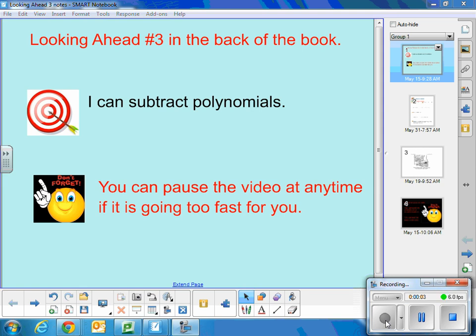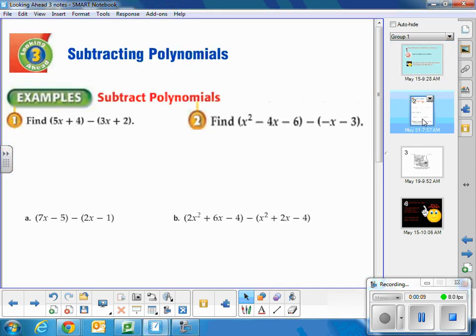Today you'll be learning how to subtract polynomials. The one thing you're going to have to remember with subtraction is that you are subtracting this entire polynomial. So you're going to subtract 3x and you're going to subtract a positive 2. So you might want to start by just rewriting the problem.